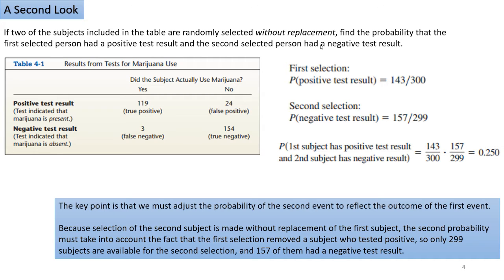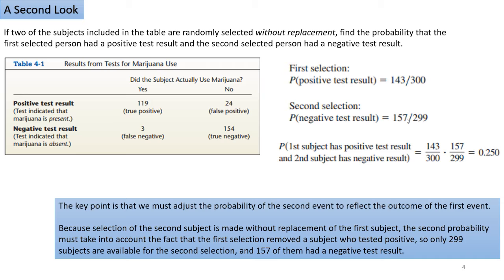So notice this is a situation involving "and." We want to find the probability that the first person selected had a positive test result and the second person selected had a negative test result. However, we can't just say 143 over 300 times 157 over 300. The probability of the second event has to be calculated in such a way as to take into account what happened as a result of the outcome of the first event.